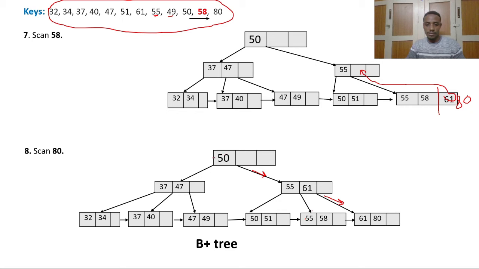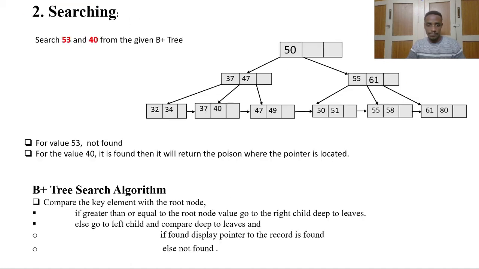So all the values left of the root node are strictly less than the root key value. That is why it is a right-biased B+ tree.